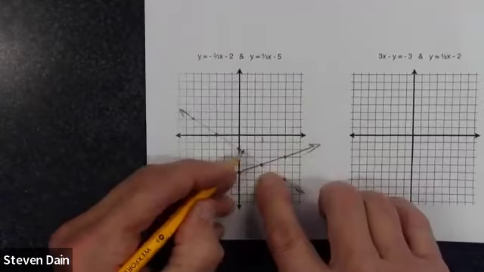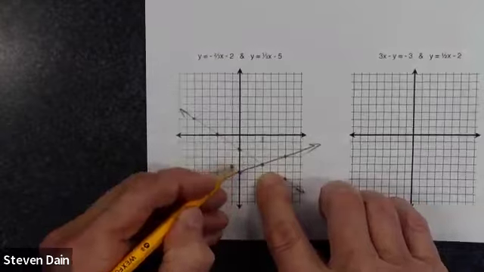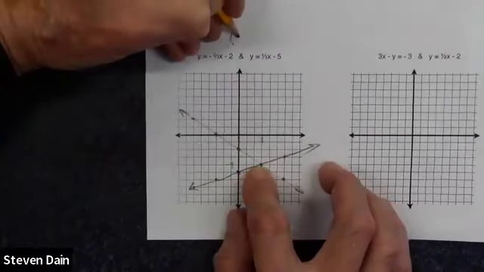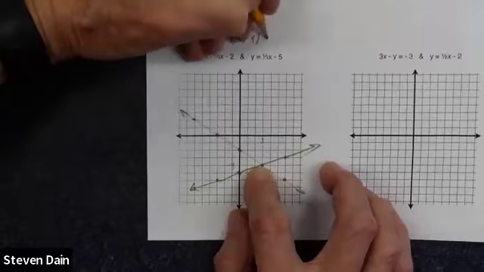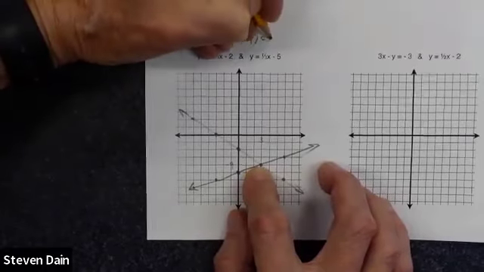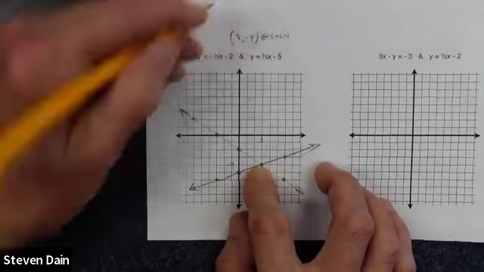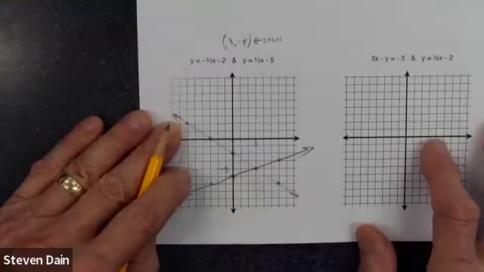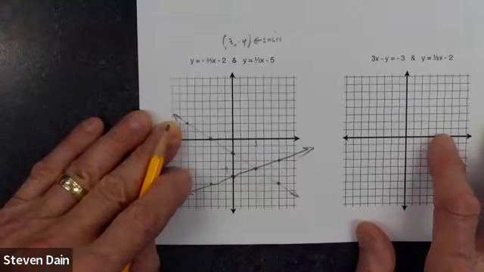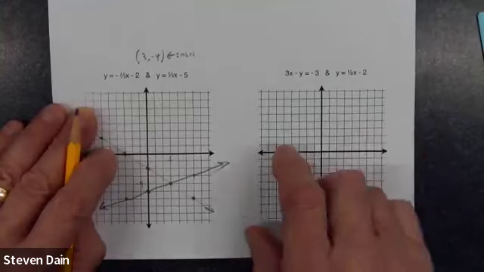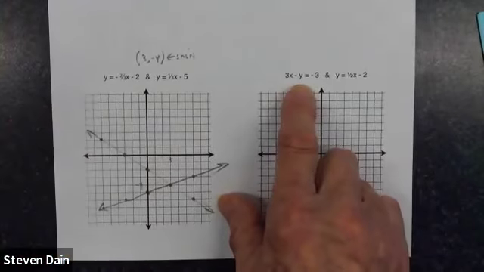Positive 3 for x, 1, 2, 3, 4, negative 4 for y. 3, negative 4. That's the solution. Questions? Okay. One more. Oh, and this one we can do the easy way.